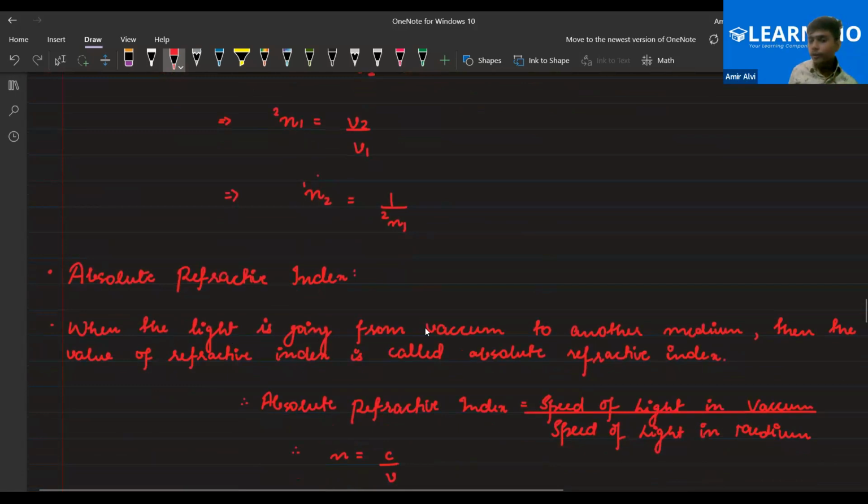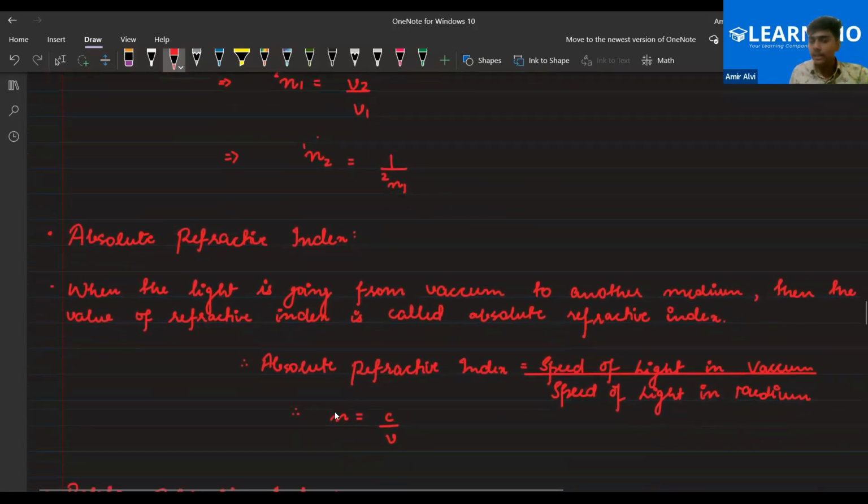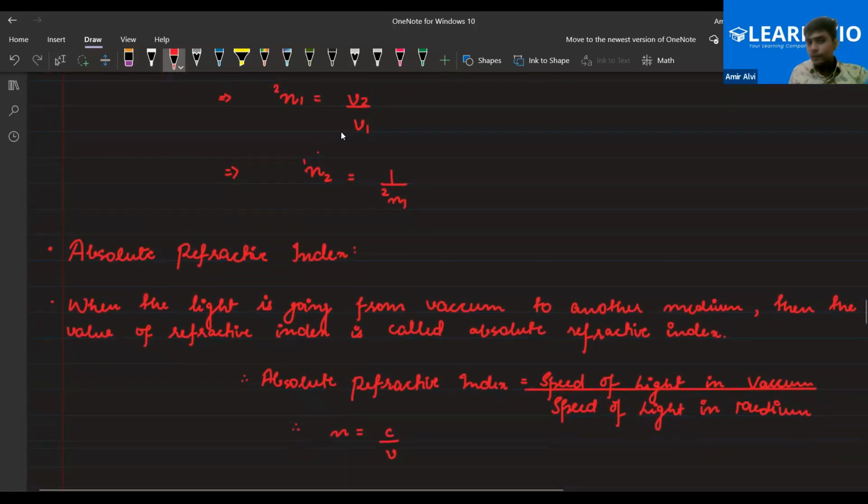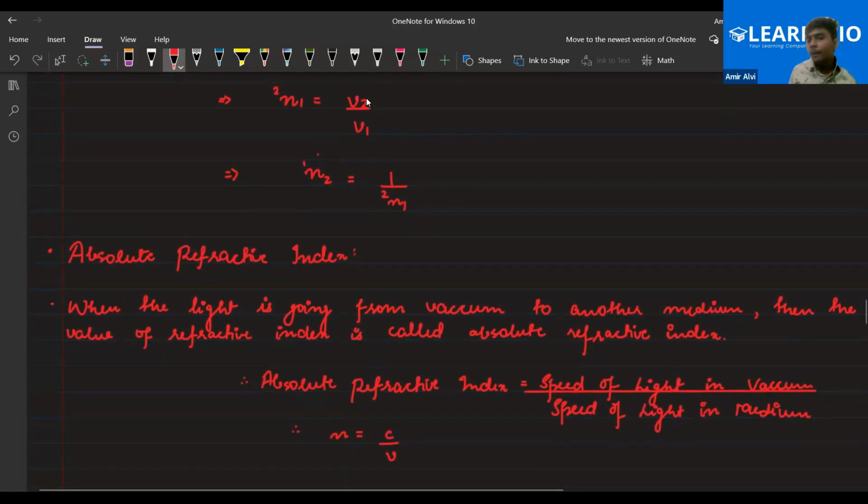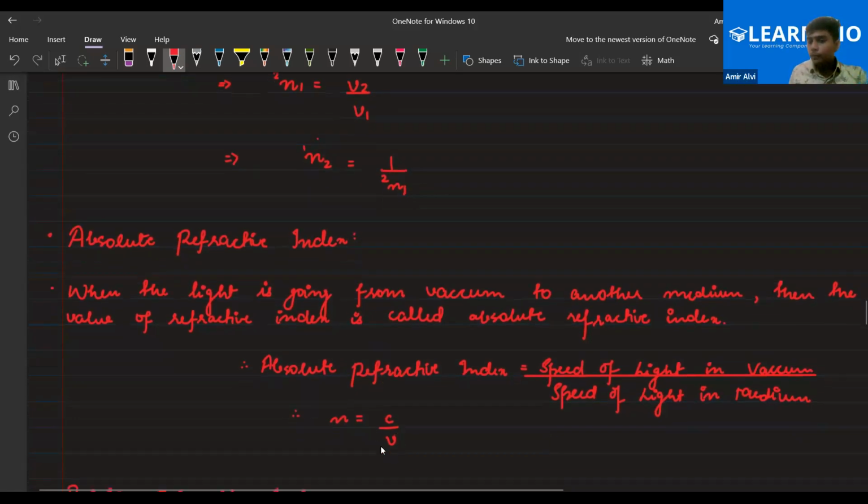When the light is going from vacuum to another medium, then the value of refractive index is called absolute refractive index. The formula for absolute refractive index is n equals c by v. In this, we have substituted the velocity by c, because the speed of light is known, and divided by v, which is not known. Clear, everyone? n equals c by v.